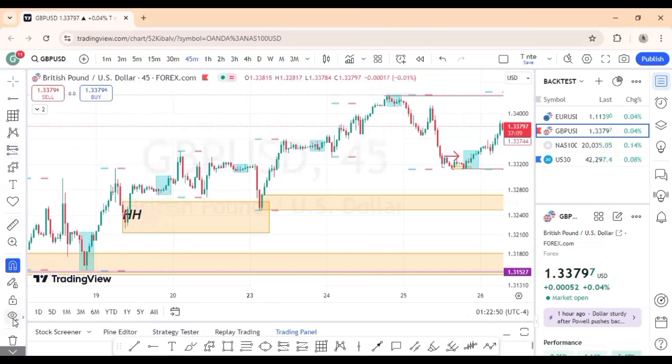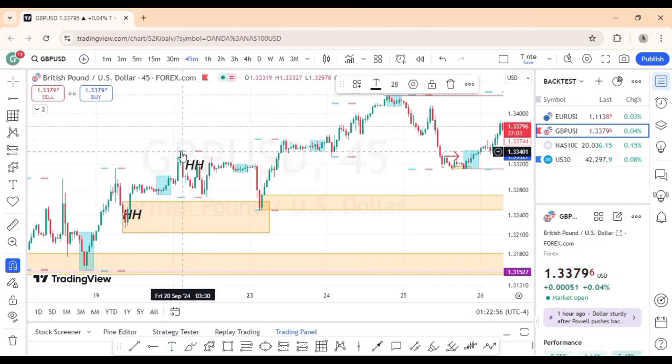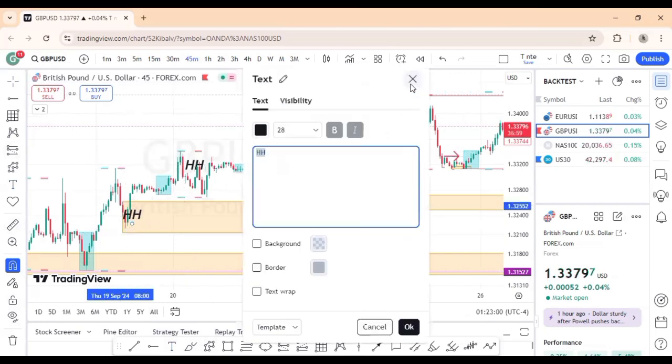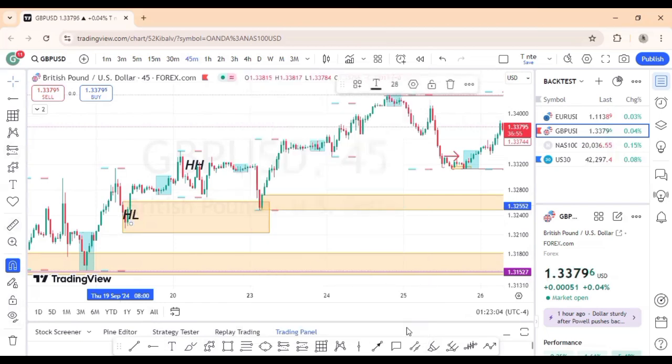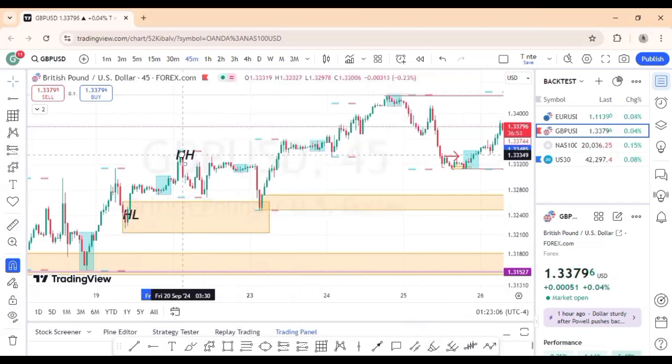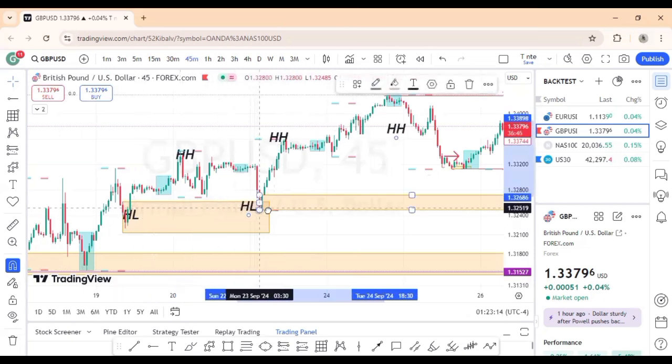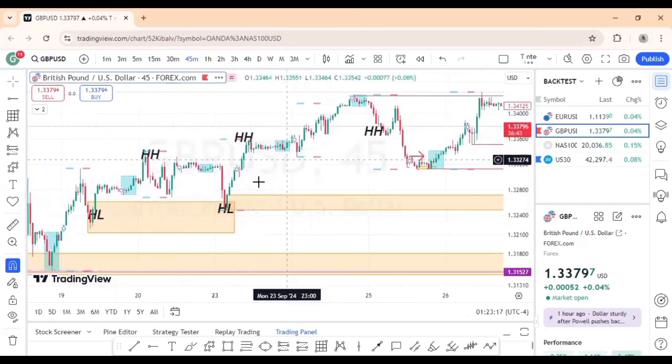Let me hide my drawing. Oh my God, I can't hide it. So what do you have here? Sorry, this is your higher high, and this is your higher low. Can you see how these things occur? So this is what is occurring, higher high and higher low. See another higher high here. See another higher low here. Can you see how this is happening?